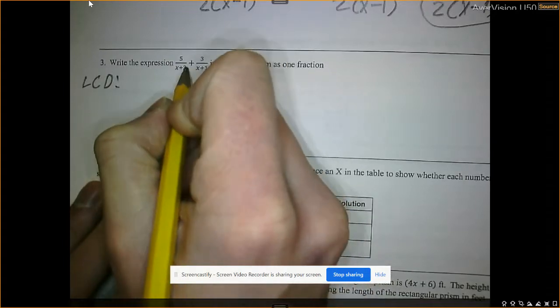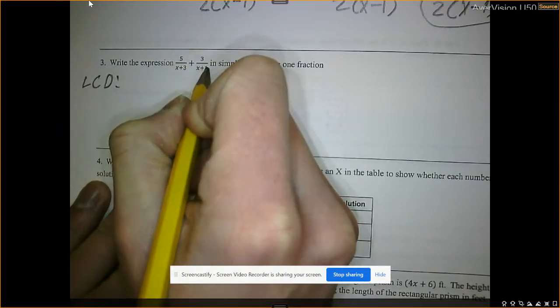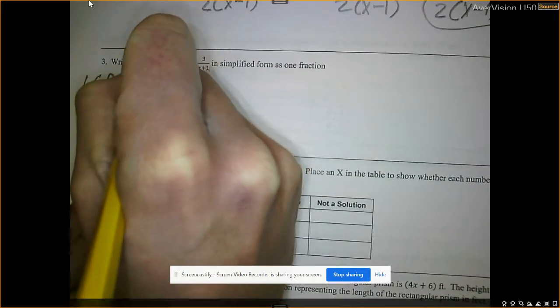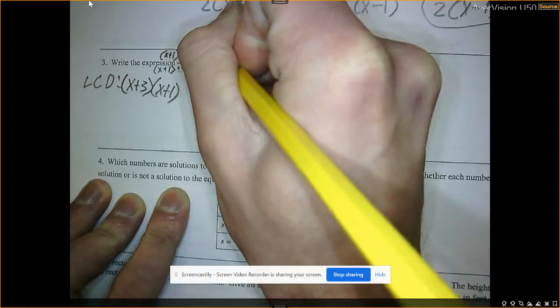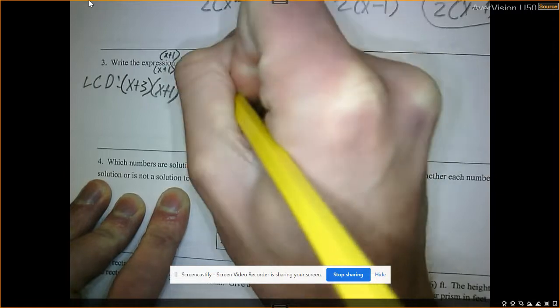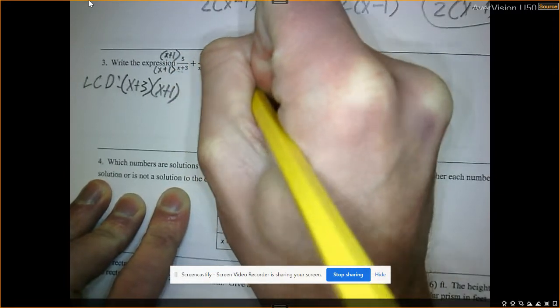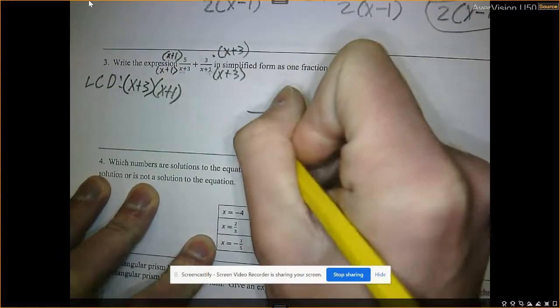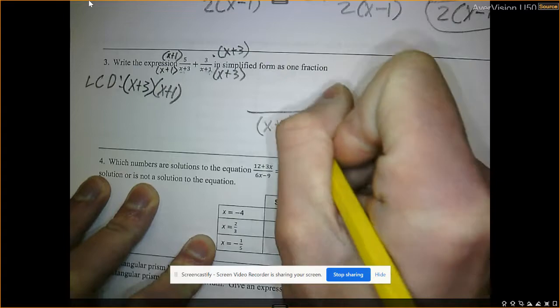Least common denominator. Again, when you have something like this, you can just say, oh, well, my least common denominator is my denominators multiplied by each other. So it's x plus 3 times x plus 1. And what that means is that we have to multiply this first one times x plus 1, and what you multiply on the bottom, you got to multiply on the top, okay? And then this one needs to be multiplied by the x plus 3. So from there, our denominator becomes, like we said, x plus 3 times x plus 1.